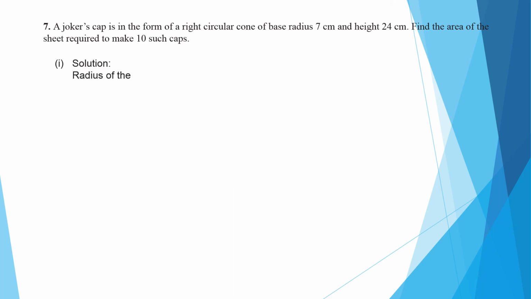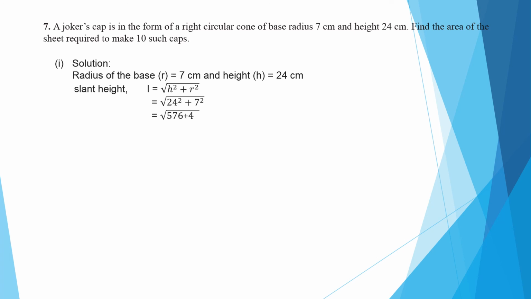Here radius is 7 centimeter and height is 24 centimeter. But l is not there. So the first step, we need to calculate l. So l is equal to under root h square plus r square, 24 square plus 7 square. So we are getting 576 plus 49, that is 625, whose square root is 25.